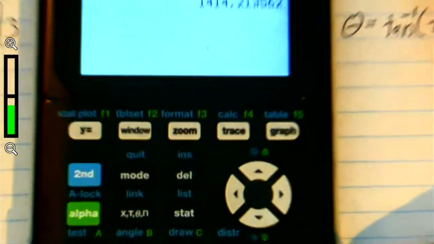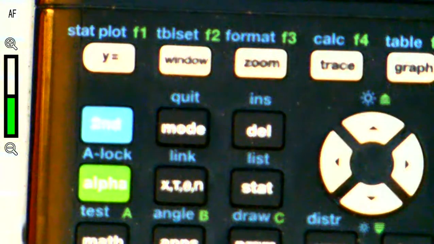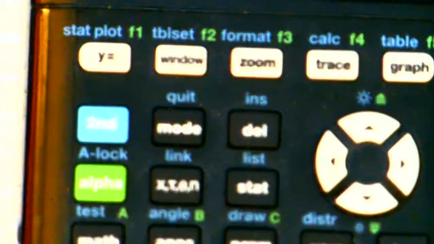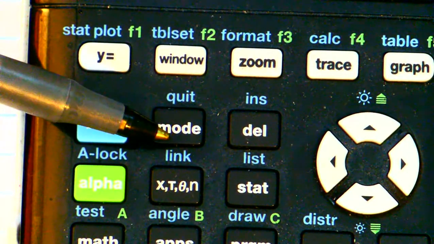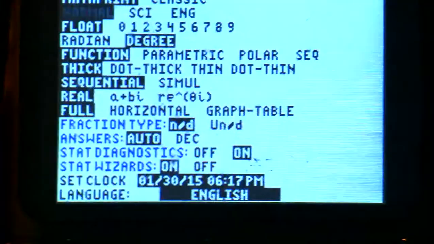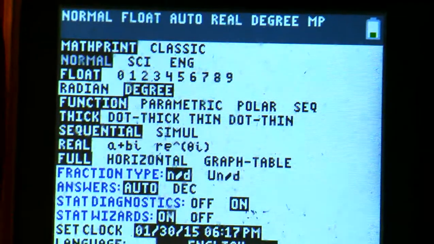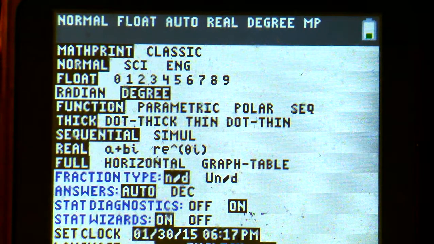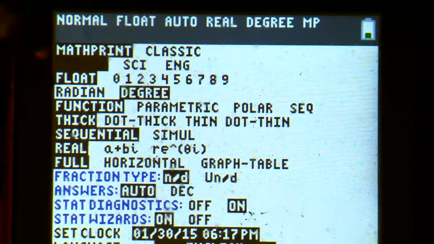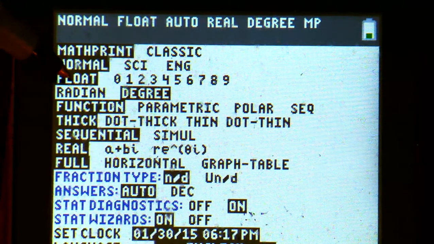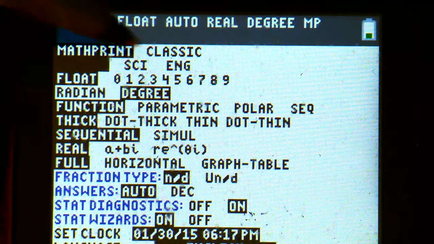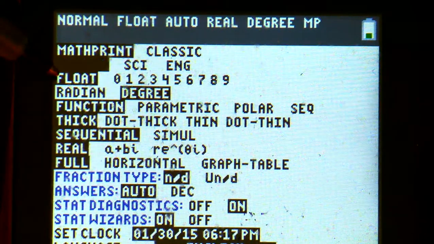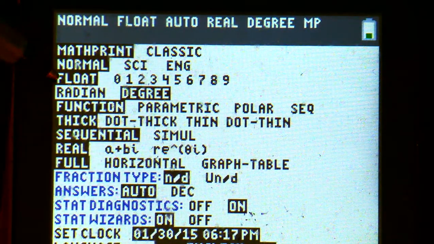But there is a button labeled mode. Let's see. I'm going to make it a little darker. Here's the button labeled mode. When you press it, your screen shows you all kinds of capabilities. Of course, this one shows more than a TI-84 3 or 2. Things I want to point out to you that you should know as students. Normal, the one that's flashing right now because that's where the cursor is highlighted, is the way you're used to seeing numbers.